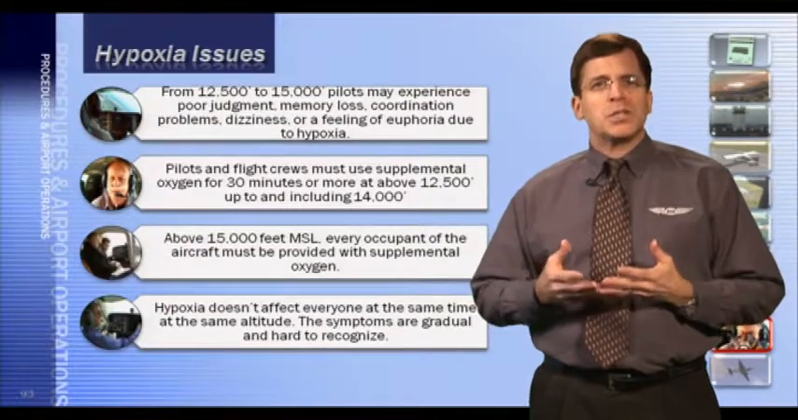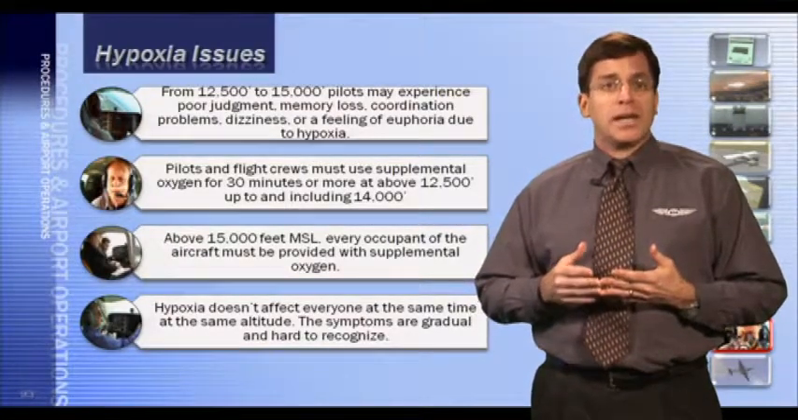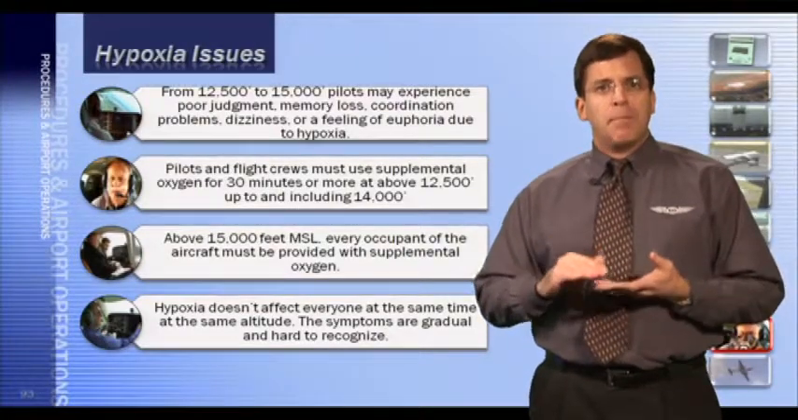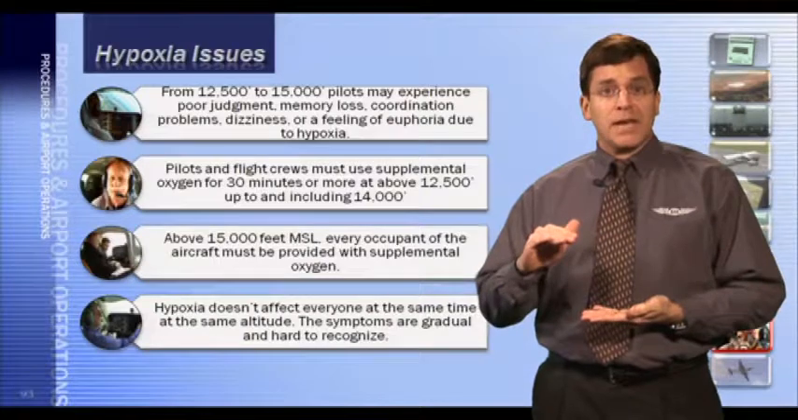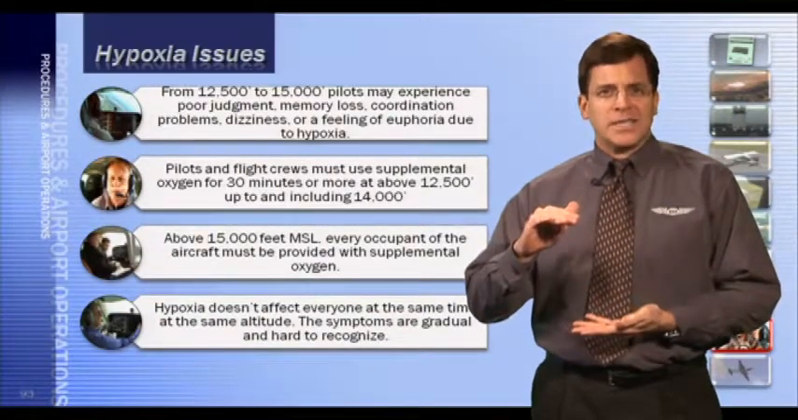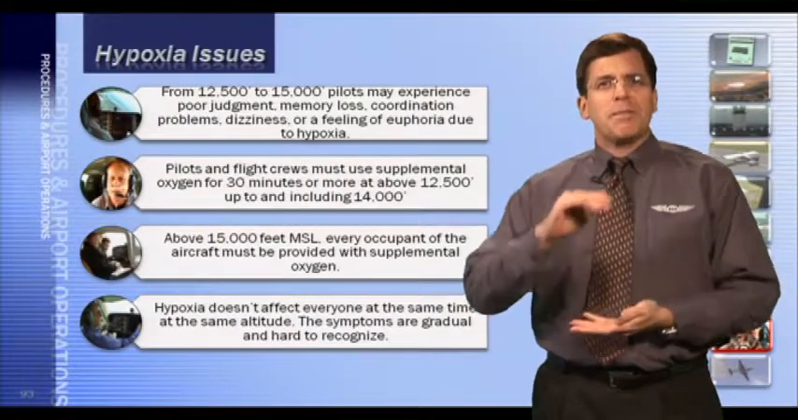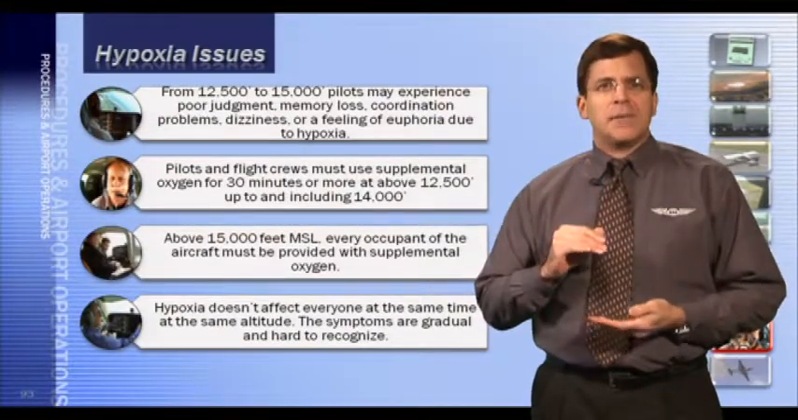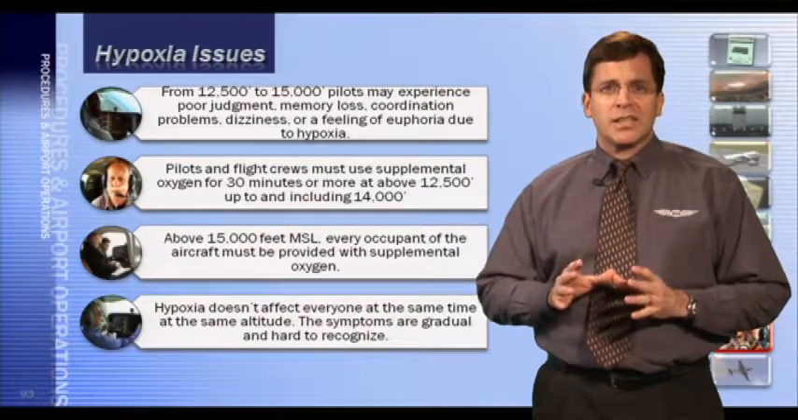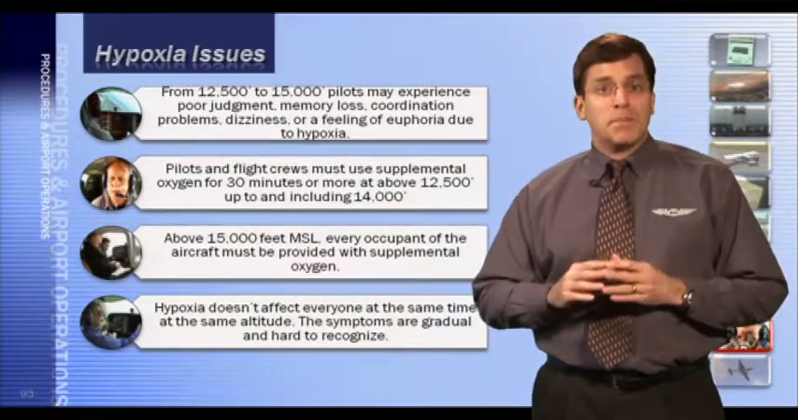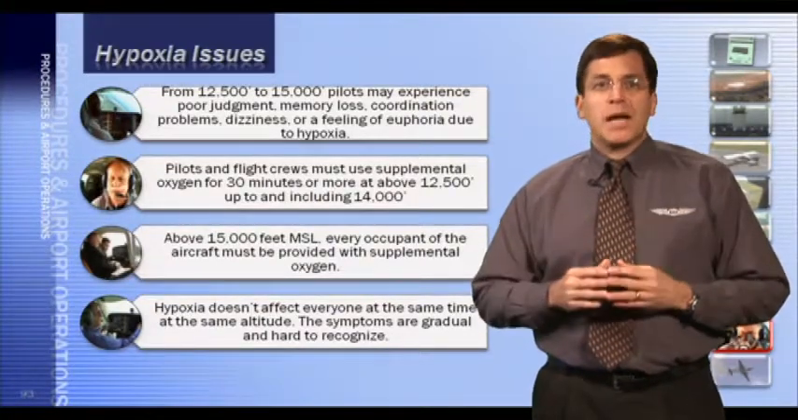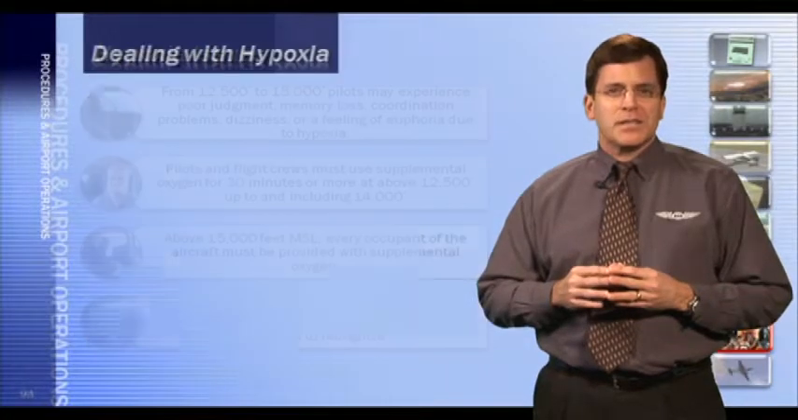Pilots and flight crews must use supplemental oxygen when operating an aircraft for 30 minutes or more at pressure altitudes above 12,500 feet MSL, up to and including 14,000 feet MSL. When you're flying above 15,000 feet MSL, every occupant of the aircraft must be provided with supplemental oxygen. The oxygen must be aviation breathing oxygen. The best way to deal with hypoxia is to avoid it in the first place.